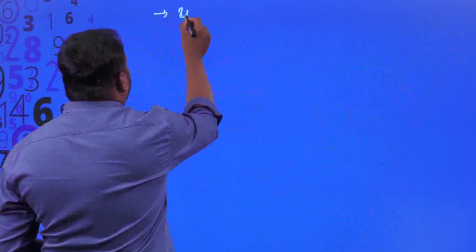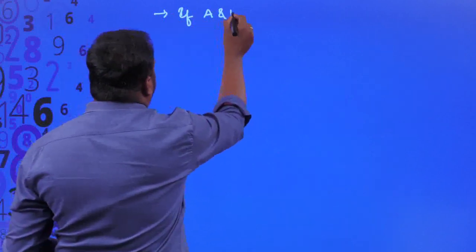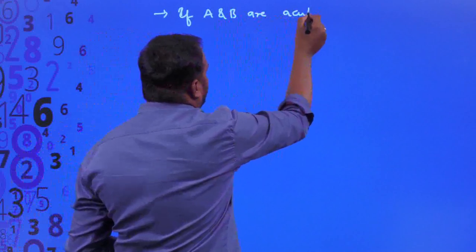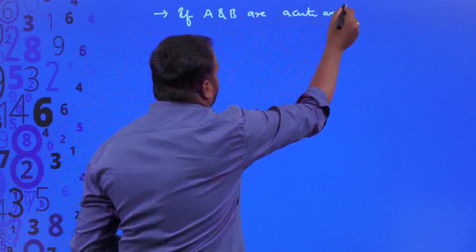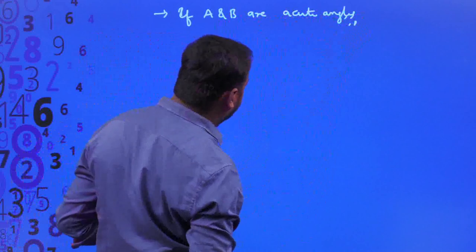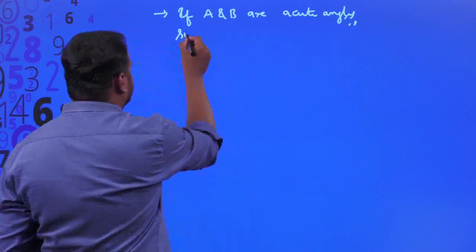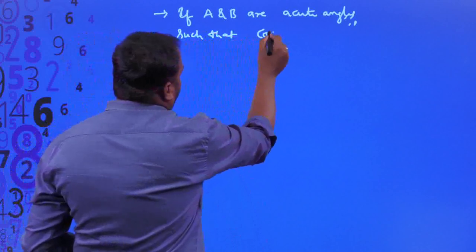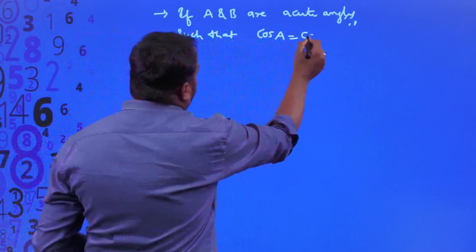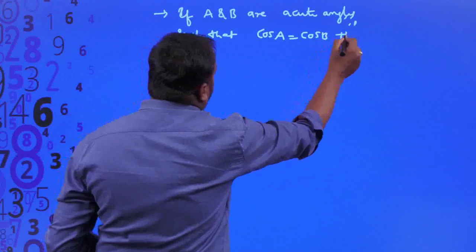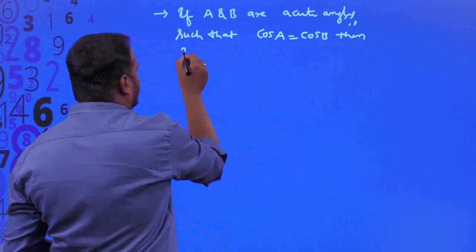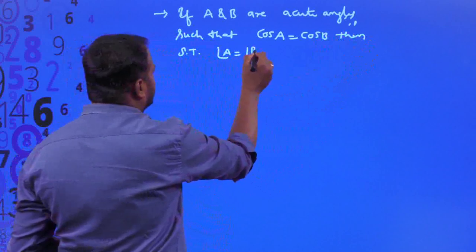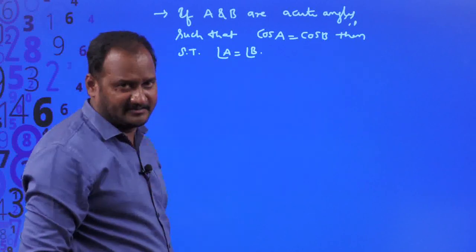If A and B are acute angles such that cos A is equal to cos B, then show that angle A is equal to angle B. This is one of the examples.